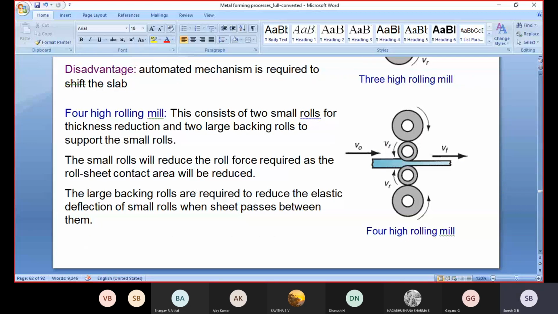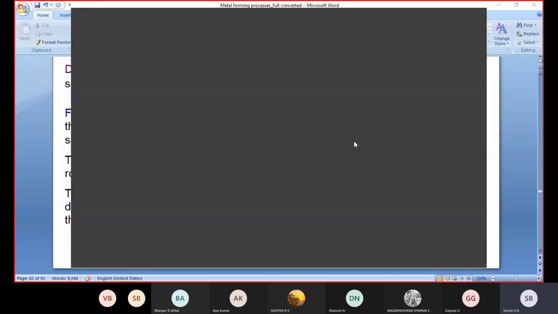In the next class I will explain how to produce the component or workpiece material in the 2, 3, 4 high, cluster and tandem roll mills. Any doubts? No doubts.